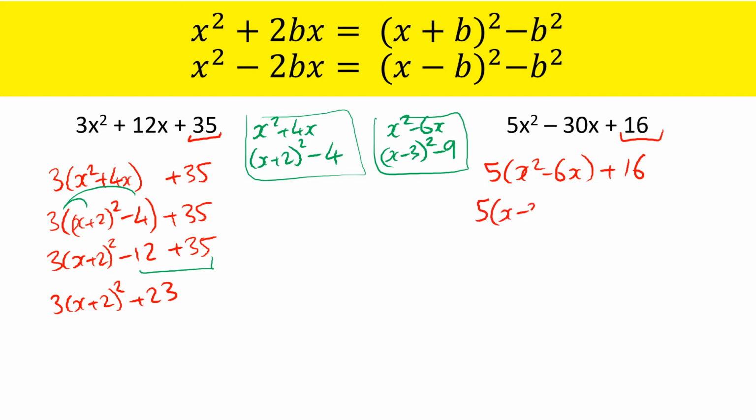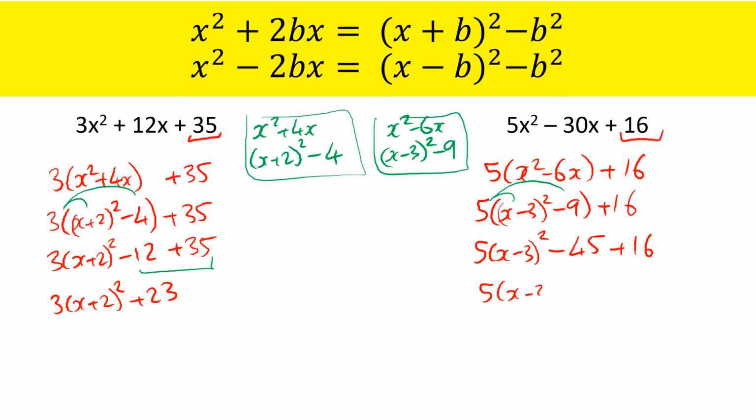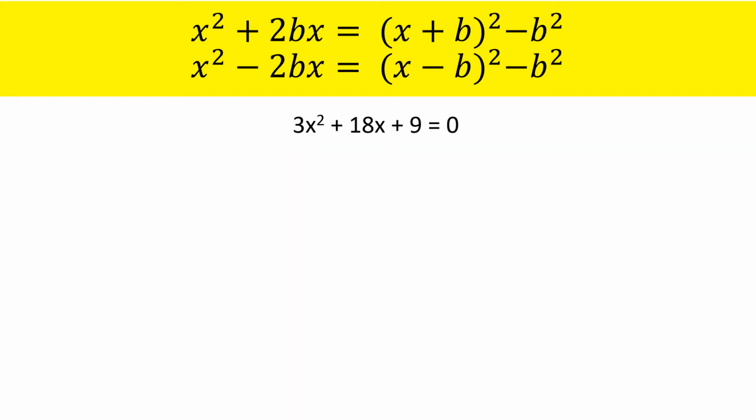Substitute that back in, and then expand that. So we'll have 5 lots of x minus 3 all squared minus 45, because we're doing 5 times 9 there, plus 16. And that would give us 5 lots of x minus 3 all squared, and that would go to overall minus 29. Cool.